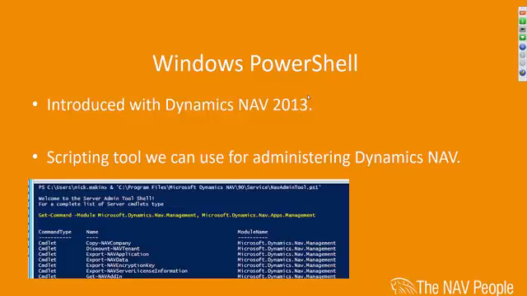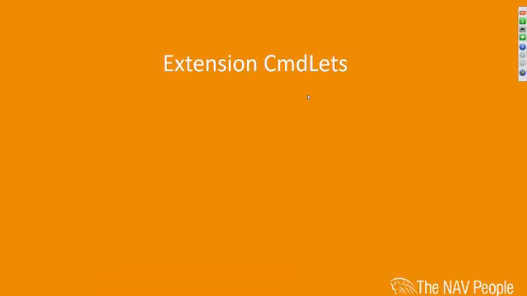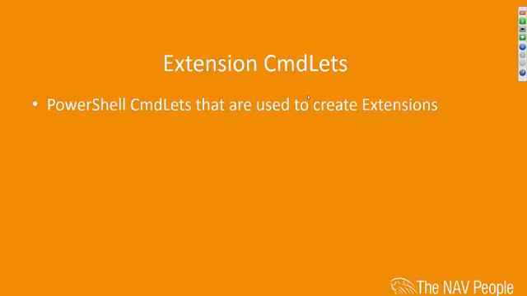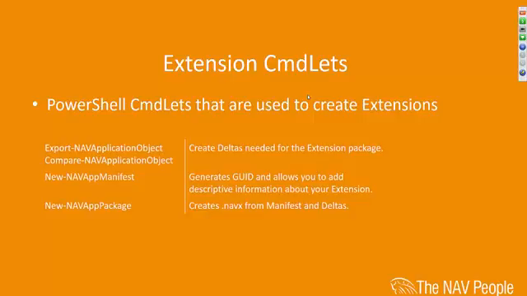For those that don't know, it might be worth reading up on PowerShell if you are interested. There are a whole bunch of extension commandlets that we use to create our extensions, for example, exporting our application objects. These are used to create the deltas that we need. Once we compare the objects between our exported base and modified base, we can then use that to create our delta, which is the difference between the two. We can then use a new NAV app manifest. So you can see why in our magazine we call them NAV apps, because all the commandlets look that way. Again, we can use these functions to create our manifest and to create our NAV application packages, which is a .navx file. We'll have a quick look at that in a sec as well.